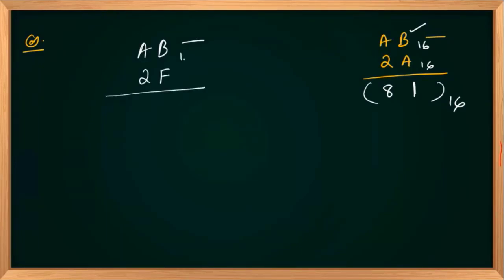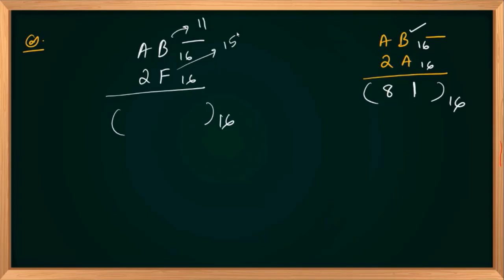Suppose it is AB minus, let us say, 2F. Then what will be your result in hexadecimal? AB minus 2F. B is 11. F equivalent is 15. The highest symbol is F. The hexadecimal highest symbol will have the value base minus 1, 16 minus 1, that is 15. So we cannot subtract 15 from 11, right?